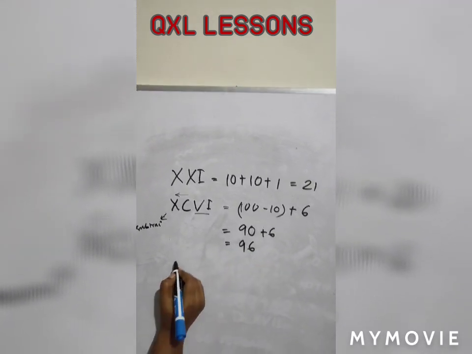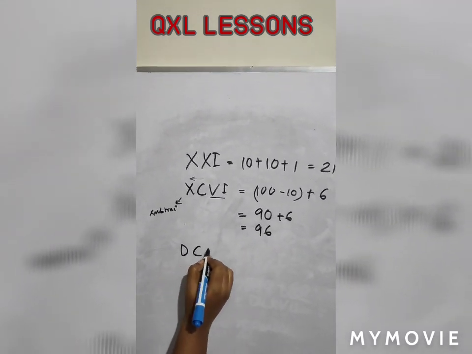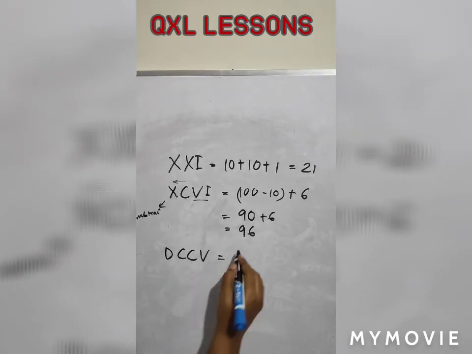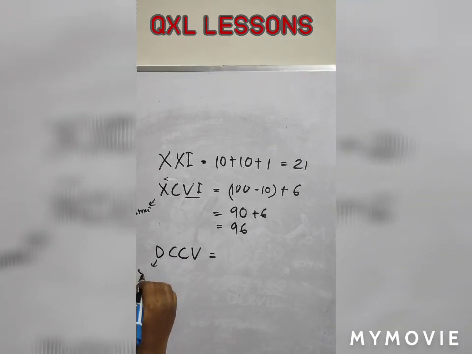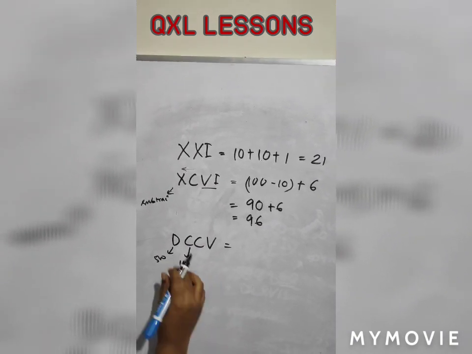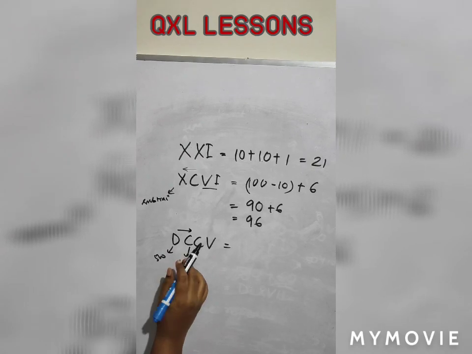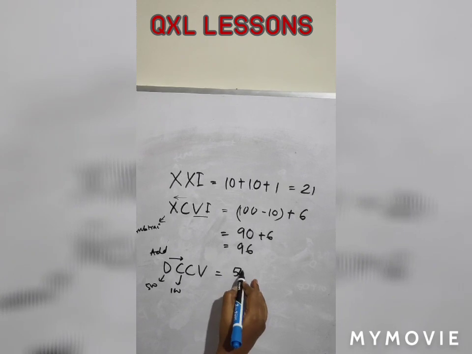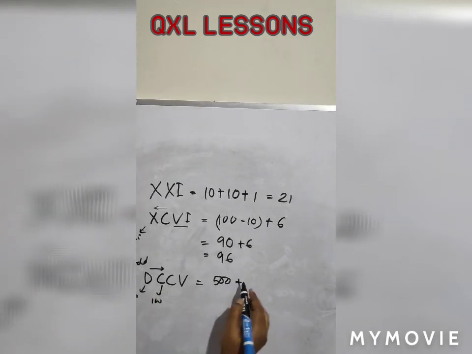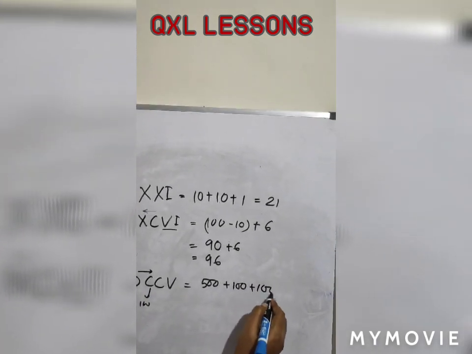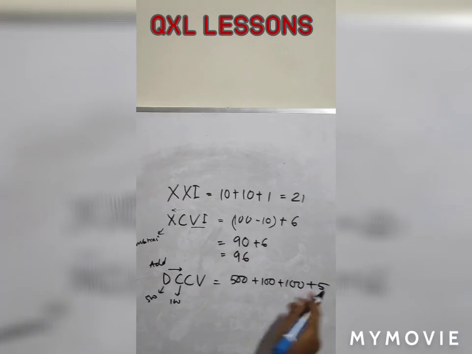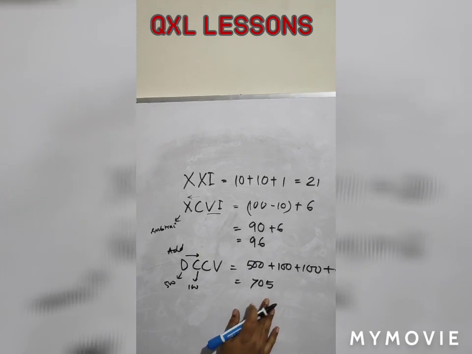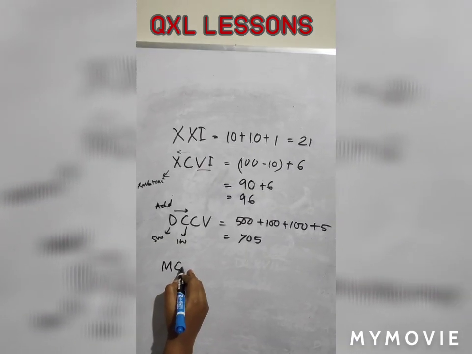Quite easy. Let's try one more example. Suppose DCCV. D is 500, C is 100. Here D is a larger number and C, 100, is a smaller number. The smaller number is to the right of the larger number, so we have to add. So this is 500 plus 100 plus 100, because two C's are there, plus V is 5. If I add it, that gives me 705.